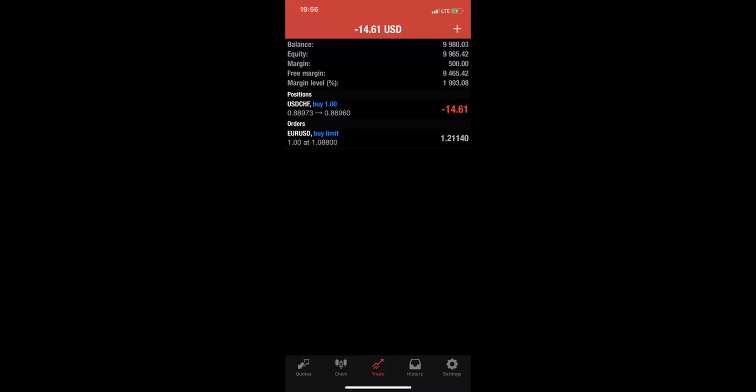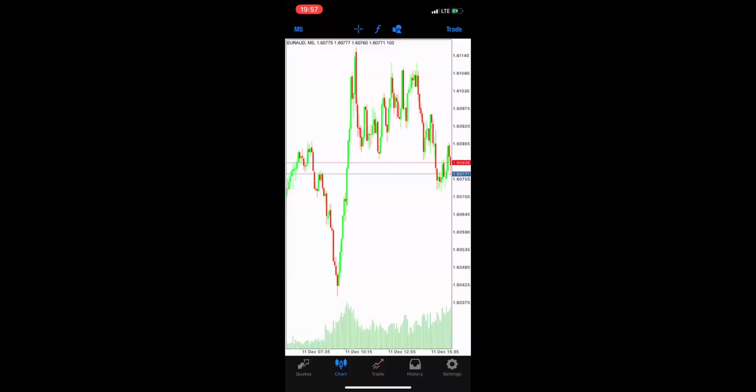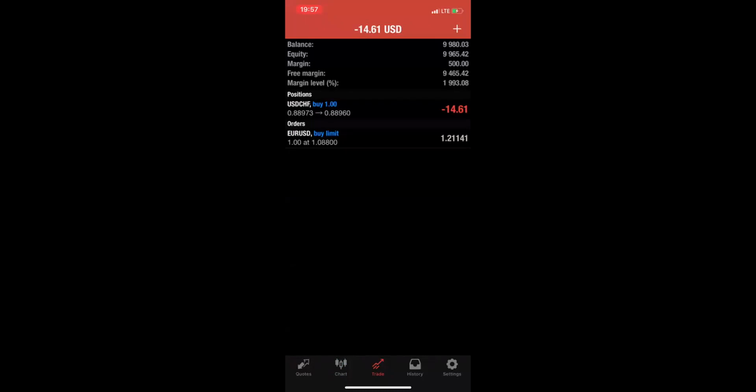So a pip is the change in market price. Change in value is what pip means. The way it's going up and coming down is what we call a pip. And this is what brings the money to the table. The fluctuation of the market is what brings money to the table.